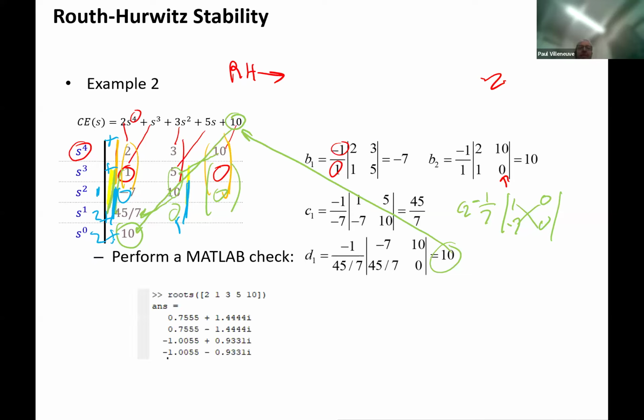Let's check it in MATLAB. Does MATLAB agree with your results for the number of right half plane poles? Yeah, because aren't these both positive numbers? Those are poles that, when you do pole-zero maps, plot in the right half plane. So in fact, MATLAB agrees with our results. Okay, any questions on that?